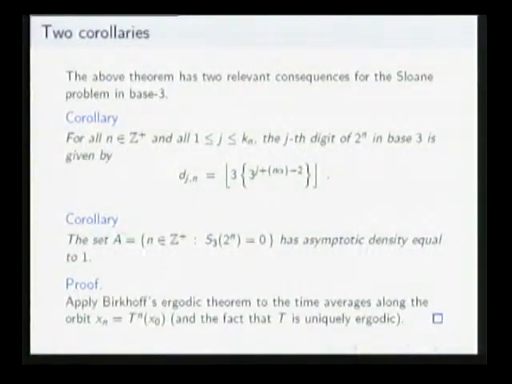This doesn't solve the problem, because the problem would require us to prove that only finitely many powers of 2 don't have zeros in base 3. Both corollaries follow from the unique ergodicity if you apply Birkhoff's ergodic theorem, so I'm not going to go into that. So let me give you a nicer table.